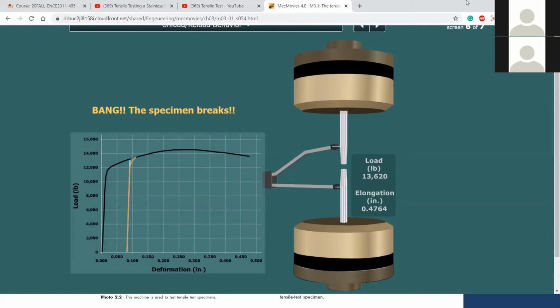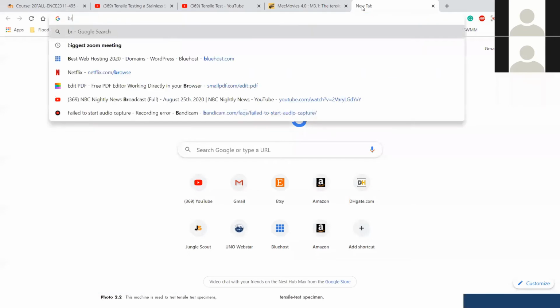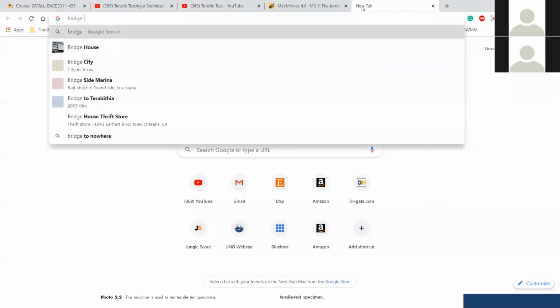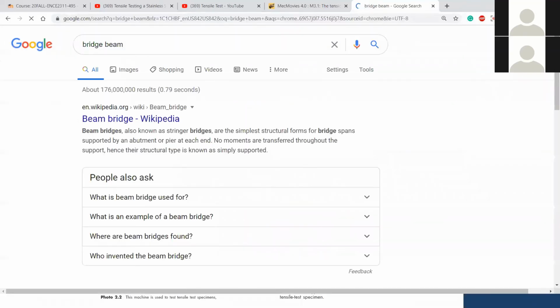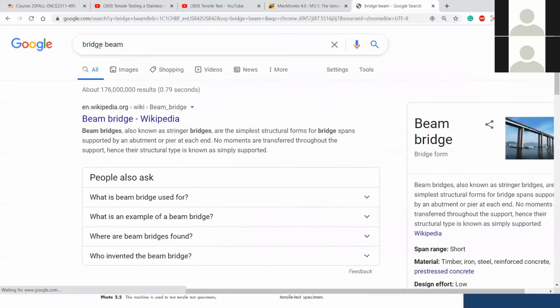If I know the strain, if I know the deformation, and if I know the length of the beam that I'm looking at, let's say I went to this bridge. Okay, let's go back. Let's go through this bridge, beam, steel bridge.